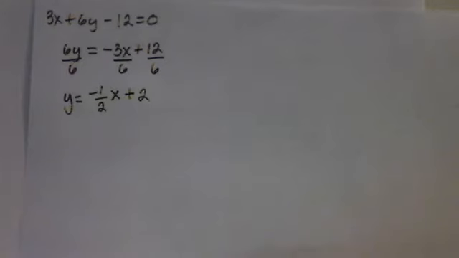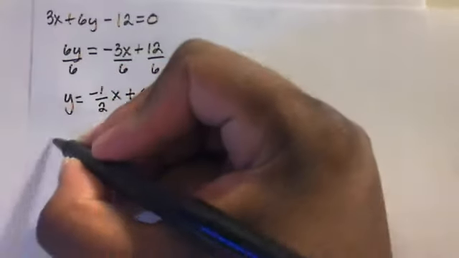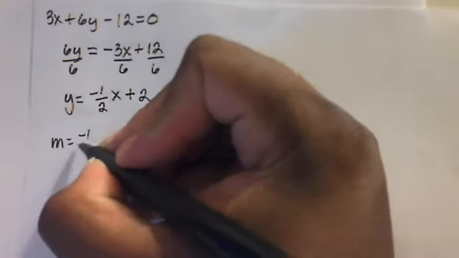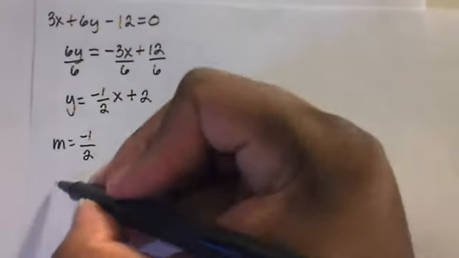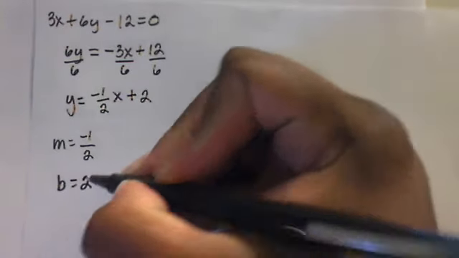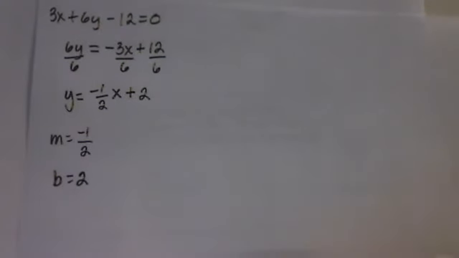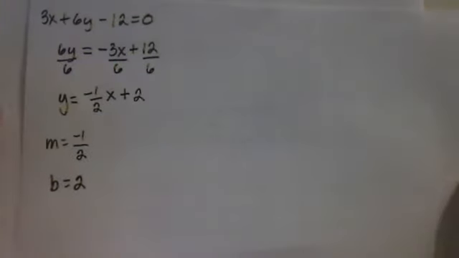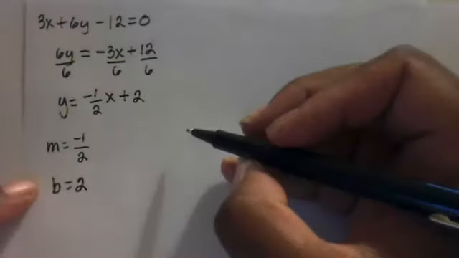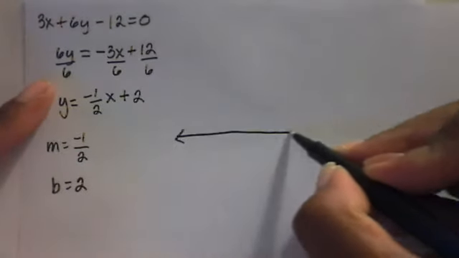So here this equation is in slope-intercept form. That means that this equation is solved for y. y = -1/2 x + 2. And from that I can identify the slope and the y-intercept. Here the slope is -1/2. The y-intercept is 2. And from that, I can use that slope and the y-intercept to graph this linear equation.